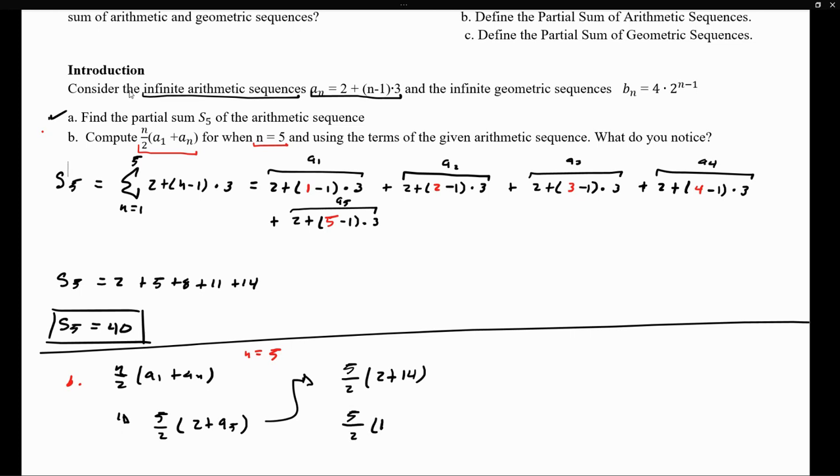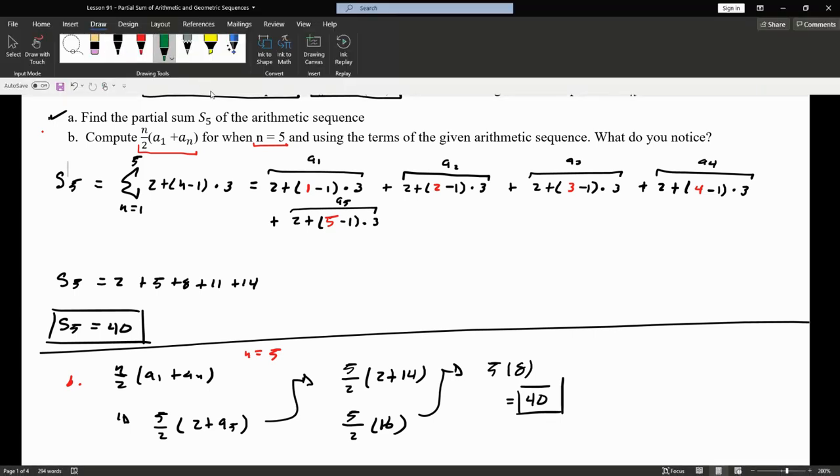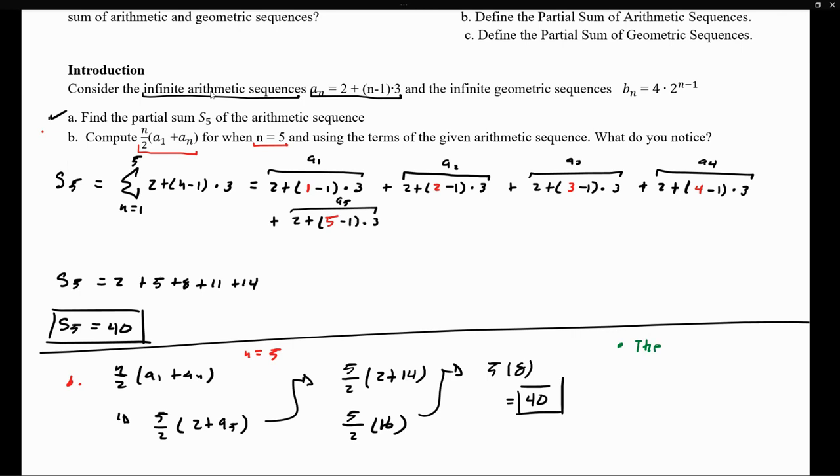Now if we simplify this, we get 16. And if we simplify all this, 16 over 2, that's 8. So now we have 5 times 8, which is equivalent to 40. And what do we notice? What we should have noticed is that this result is equivalent to example A. But why is it that this expression gave us the same result as just finding the fifth partial sum of the sequence?